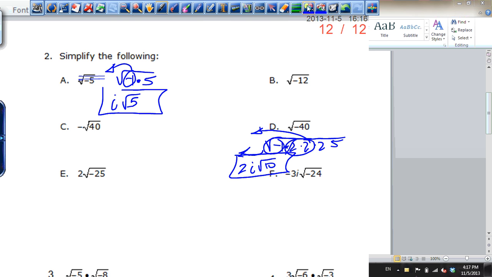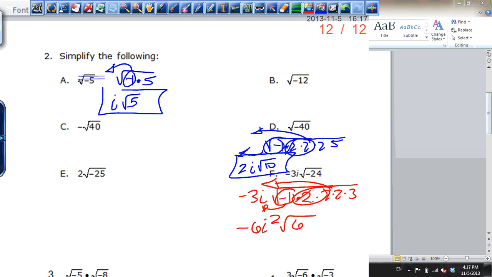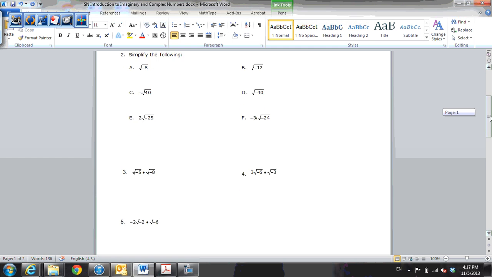Now on F, when we have an i already there, and we bring another i out, well, I don't want to ruin it. Let's see what happens. So that's going to give me negative 1 times 2 times 2 times 2 times 3. That's what 24 is. Got another pair of 2's. One dies, one goes on the outside. I got negative 1 becomes i. So I'm going to have negative 6 because 2 times negative 3 is negative 6. And then i times another i gives me i squared. My leftover is 6. Now i squared is negative 1. So negative times negative is a positive. So negative 6 times negative 1 is positive 6 square root of 6.